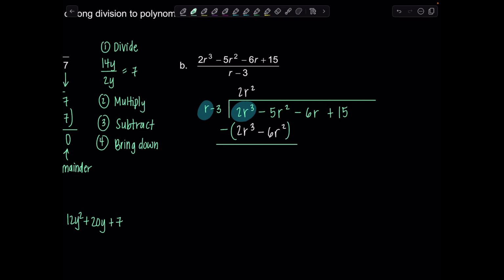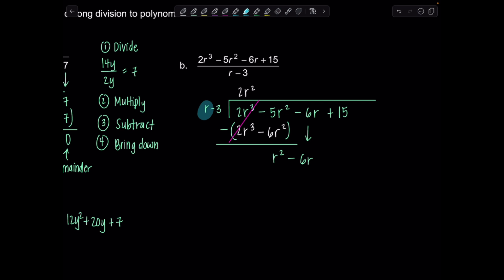The furthest left entry cancels out just as I expected it to. And then remember, this is now plus 6r squared when I distribute the negative. And negative 5r squared gives me positive 1r squared. So that's step 3, subtract. Step 4, bring down the next term, minus 6r. Good? Okay, then we repeat the process.